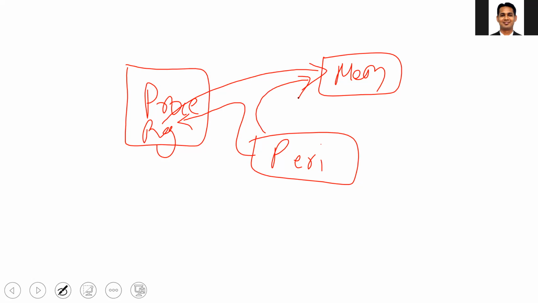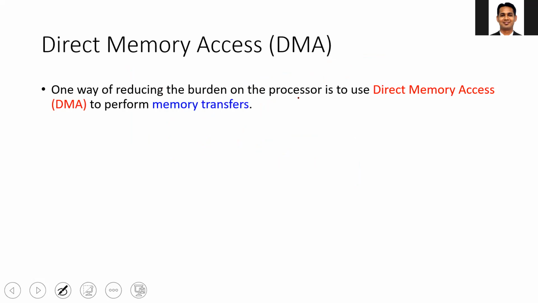Also, in many cases, you may have one system bus, and then the processor has to switch between the instruction phase and data phase tasks, and that may get delayed over time. To avoid this, people have explored various options to reduce the load on the processor for the memory transfer task. One such option is DMA, that is, direct memory access.